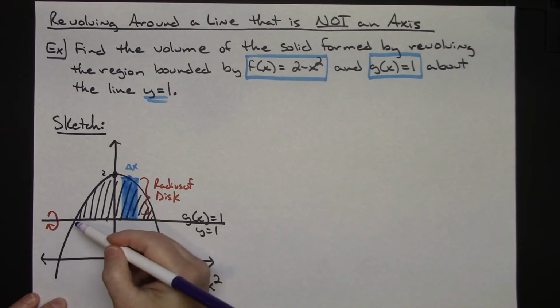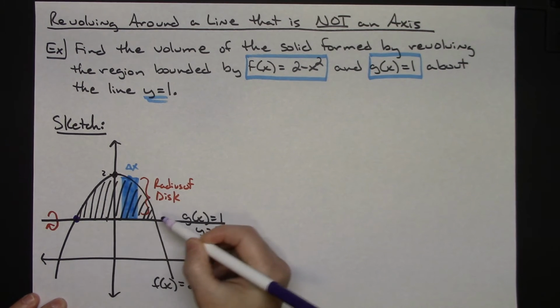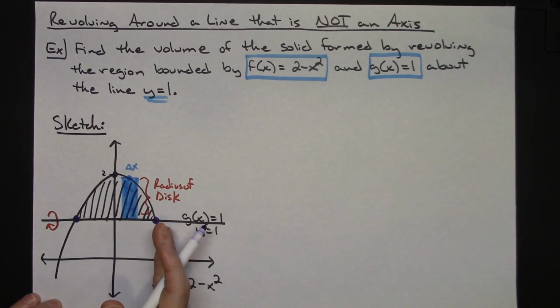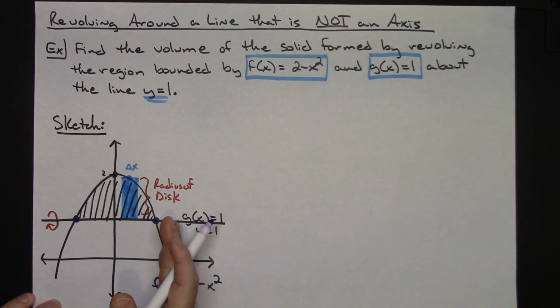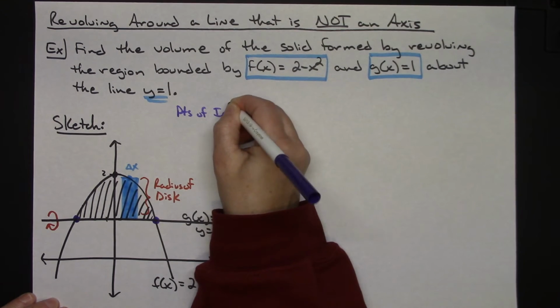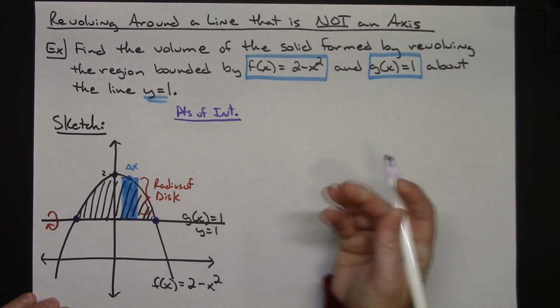Then we have additional things that we've got to find on this one. I don't know what that point is, and I don't know what that point is right there, but I'm going to have to find them for my limits of integration. So those are my points of intersection. I'm going to have to find my points of intersection. Let's see if we can squeeze that on right here. That should be something that you should be able to do relatively easily.